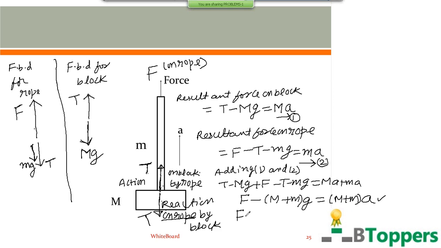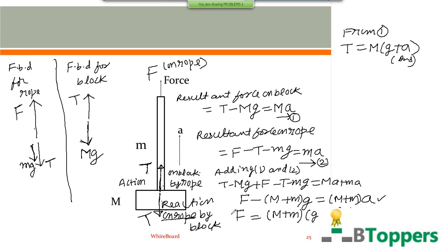So from the last equation you can write the magnitude of the pulling force applied on the rope at the top end of the rope by the external agent is capital M plus small m into g plus a. That is the answer for the first part of the question. Let us first finish the first two parts of the question. From the first equation, the magnitude of the tension force on the block by the lower end of the rope is mg plus ma, or m into g plus a. So that is the answer for the second part of the question.